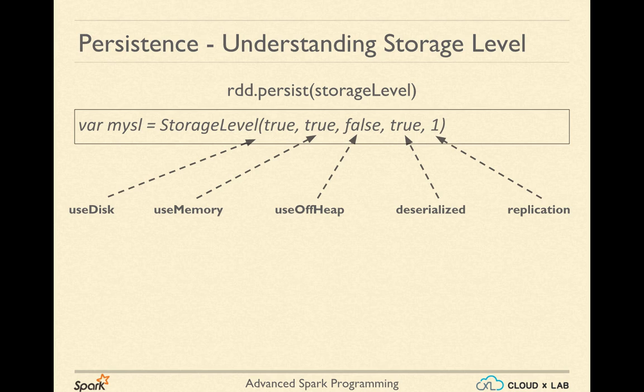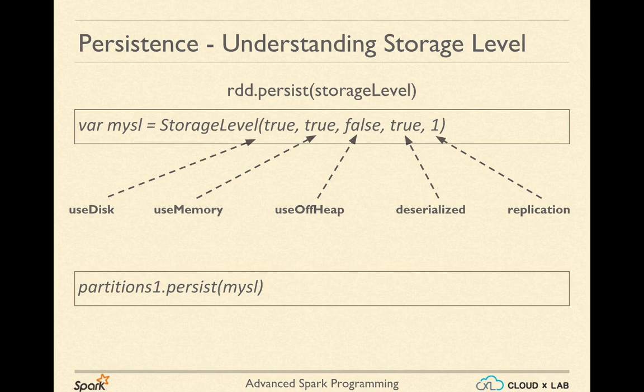The last argument is for specifying how many copies do we want. For critical RDDs, we can have multiple replicas of RDD partitions in order to avoid recomputation on failure of machines. The default value of number of replicas is 1. It can go up to 40. Finally, while using persist, we can pass the StorageLevel object as argument.